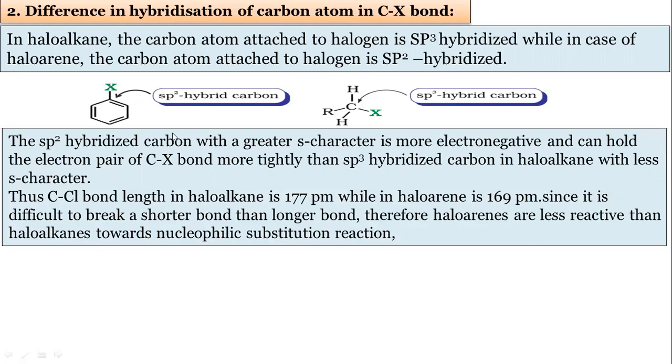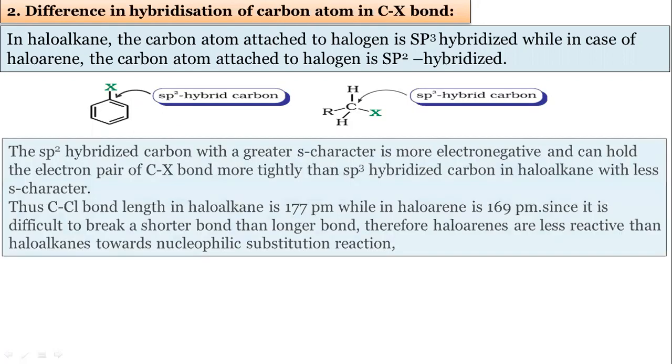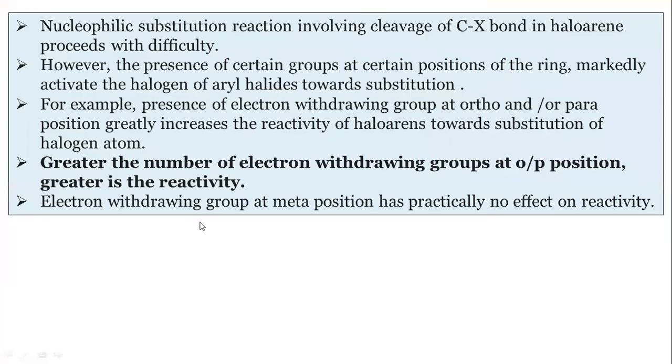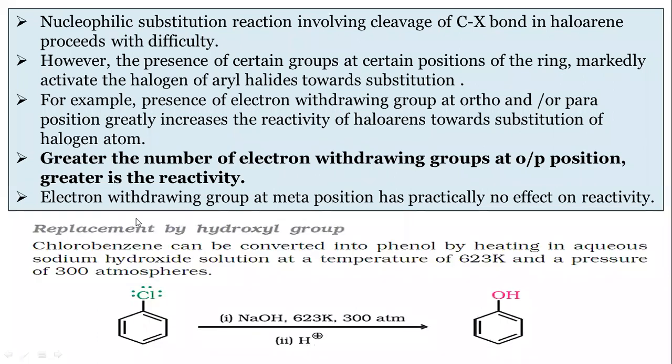There are different reasons. First reason is resonance. Second one is hybridization. Third reason is instability of the phenyl cation. Means when the phenyl cation will be prepared, if this X is removed, the cation is not stabilized by the resonance. So SN1 mechanism is ruled out, and backside attack of the nucleophile is blocked by the aromatic ring. That's why SN2 mechanism is also not possible. But these reactions happen in case of specific conditions, when electron withdrawing groups are attached to the ortho or para position.